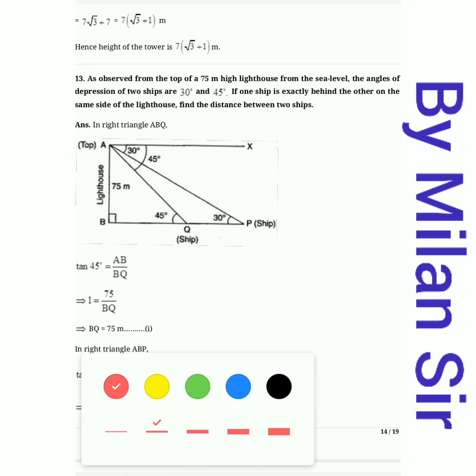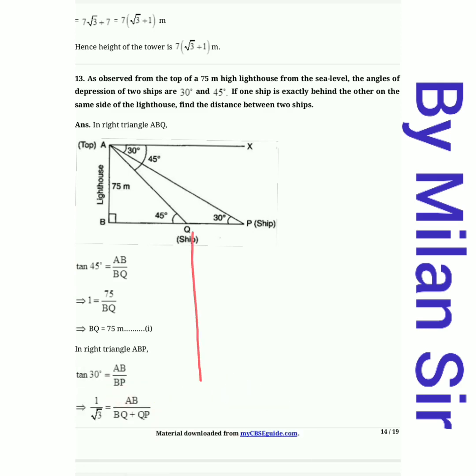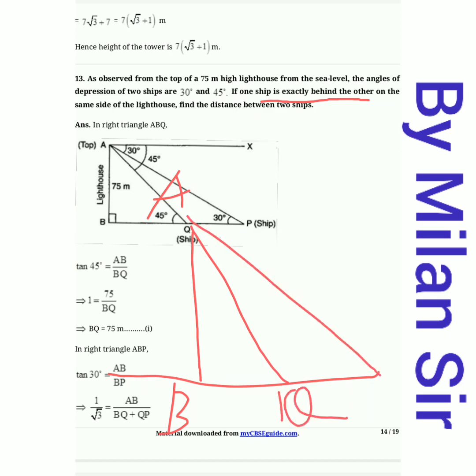So first of all, we need to draw one lighthouse. So here I draw AB as my lighthouse, right? Here sea level. Now from AB, one left-hand side is there and one right-hand side. But here it is given that one ship is exactly behind the other on the same side of the lighthouse. Okay, so both the ships are on the same side. We select here the right-hand side. So two ships at point Q and point P.